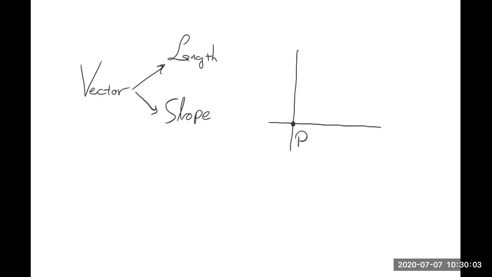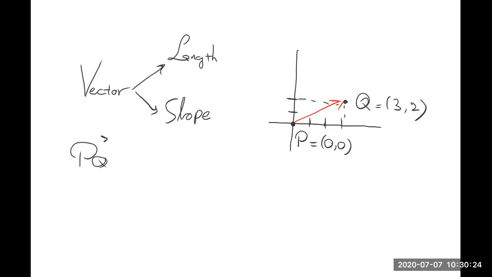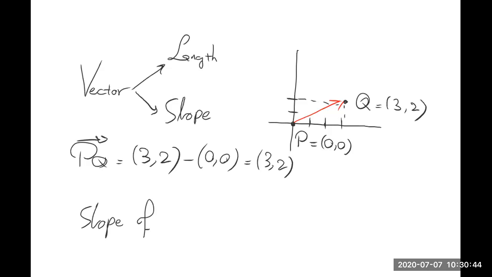Suppose P is a point equal to 0 and 0, and Q is another point, say it's here. The coordinates are 3 for the x component and 2 for the y component. If I look at this vector connecting them, I would get PQ, which is Q minus P, and that's 3 and 2 minus 0, 0, which is 3 and 2. Well, I can compute its length now. I know how to compute its length. I use the Pythagorean theorem. Now there's another thing which is also important, and it's the slope of this vector PQ.